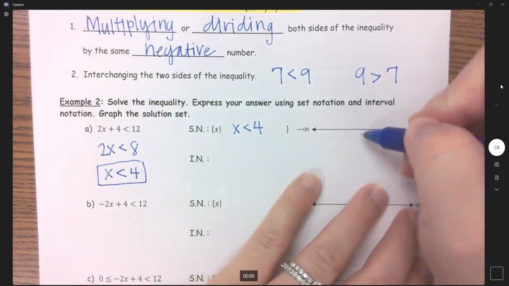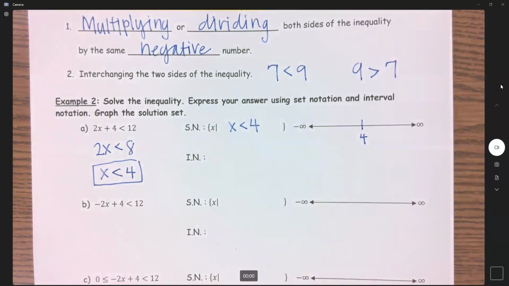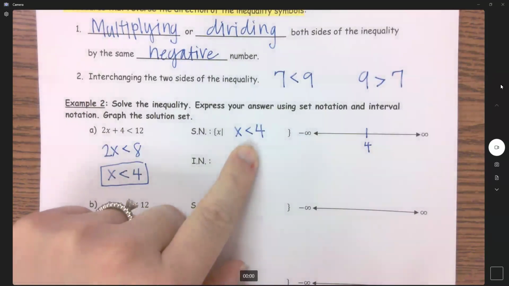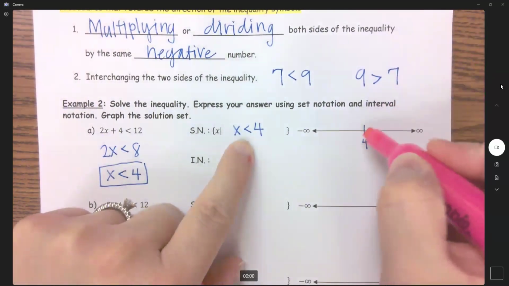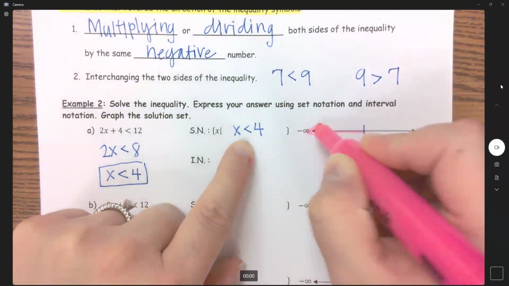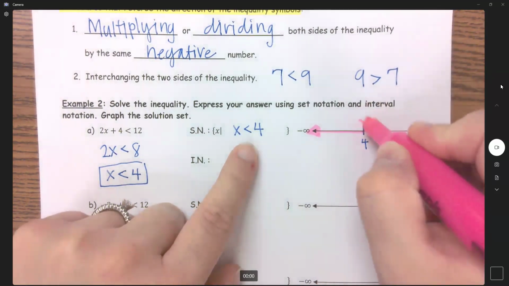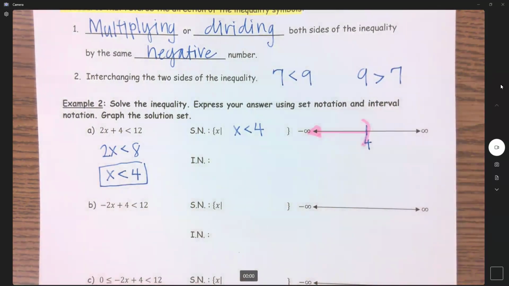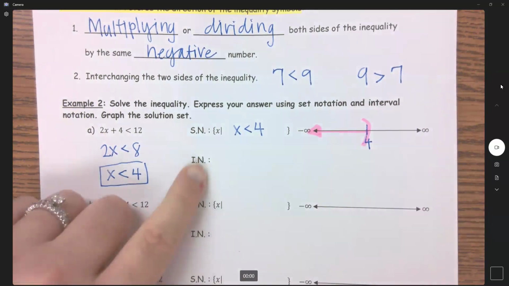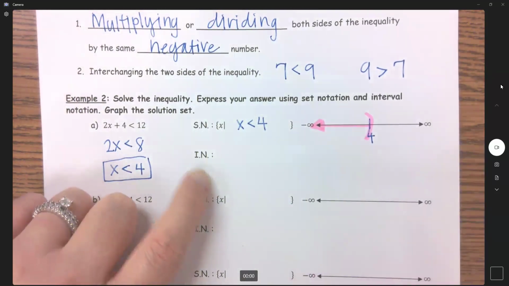If x must be less than 4, we're going to put 4 here in the middle. And if I am shading, I want everything less than 4 or everything to the left of 4. And because that's less than and not less than or equal to, we'll have a parenthesis. So what does this look like in interval notation? Well, it's going from -infinity to 4 with a parenthesis.